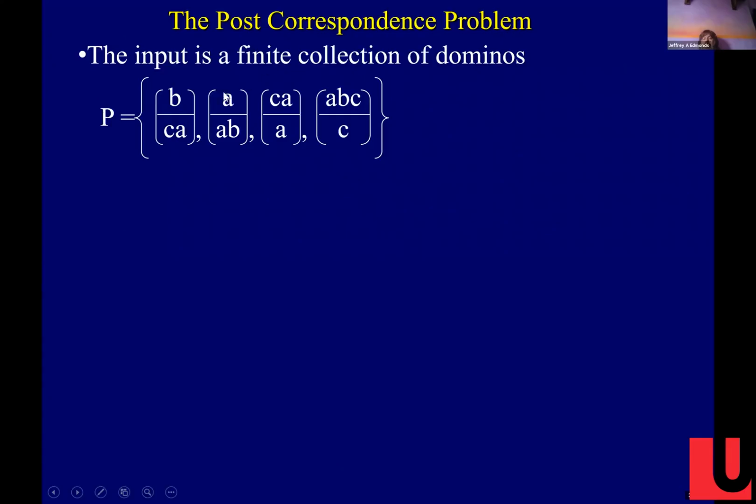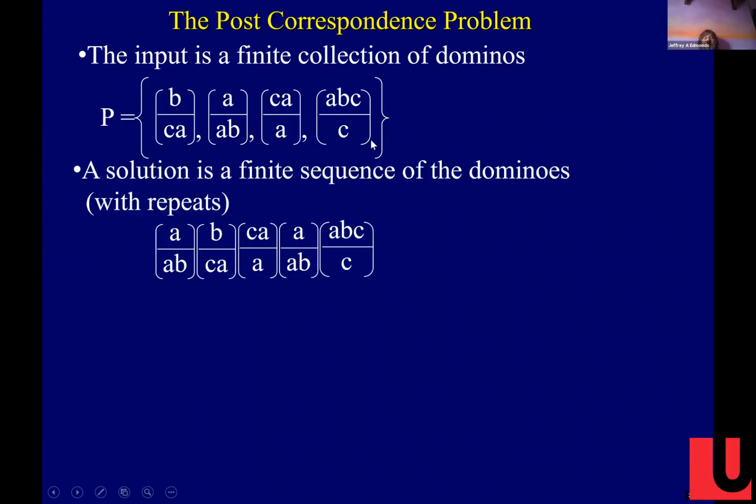Here's a domino problem, right? So the input consists of a collection of dominoes, right? And each domino has a string on the top and a string on the bottom, right? That's what each domino is. And what is the solution to the domino problem? You can string together as many dominoes as you want. There's a finite collection of dominoes, each with a string on the top and a string on the bottom, but you can repeat. You can use the same domino many, many times. You have an unbounded number of copies of each domino.